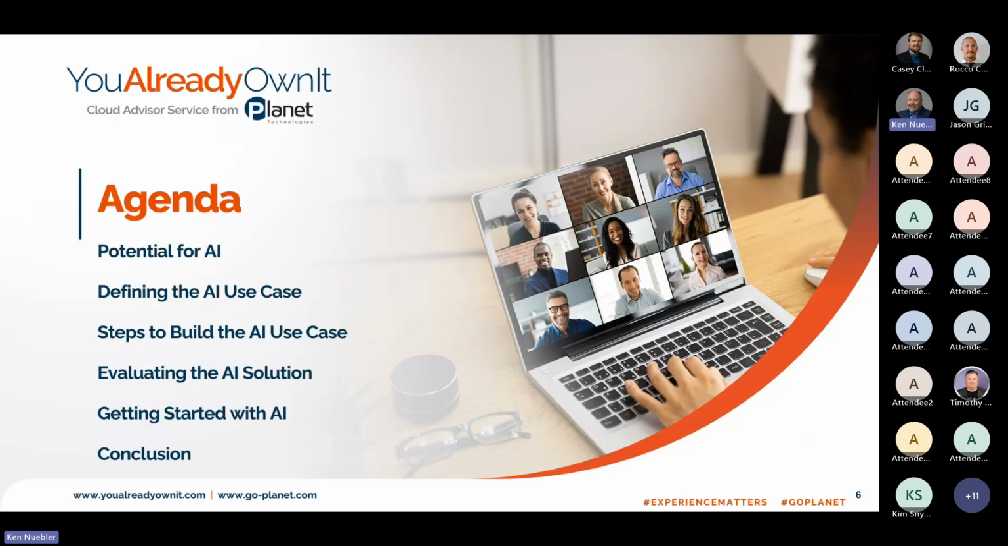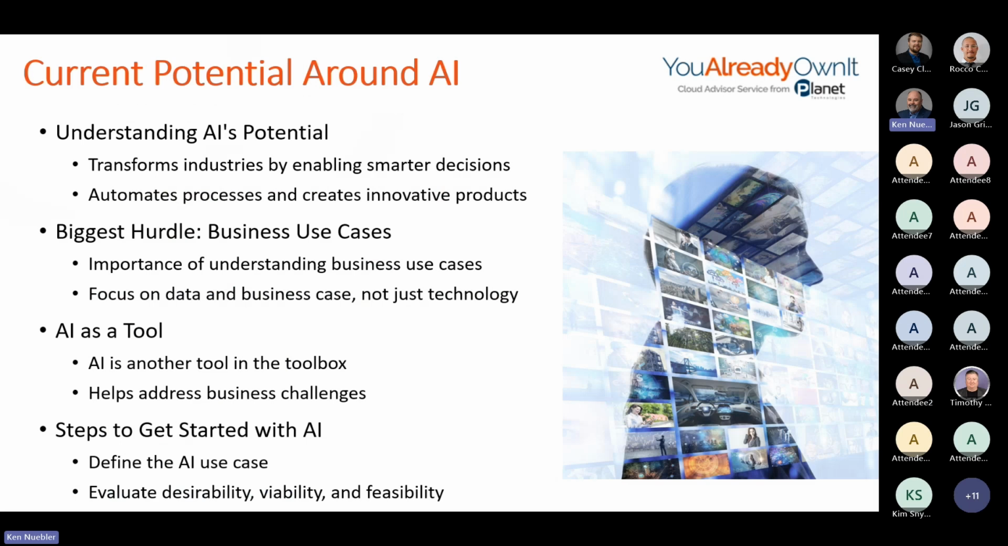Our agenda today: we're going to talk about the current state and potential of AI, defining the AI use case, and steps to building the AI use case. Then we'll move to evaluating the AI solution. We'll break down the use cases by looking at them through some different lenses. Jason's going to do that. He's going to talk about getting started with AI. And of course, Rocco's got that demo that he's going to show. It's going to be about 10 minutes or so. And then finally, we'll talk about the AI discovery and visioning workshop that Tim's been doing with our customers recently. And of course, we'll save time for questions and feedback. So let's go ahead and get started.